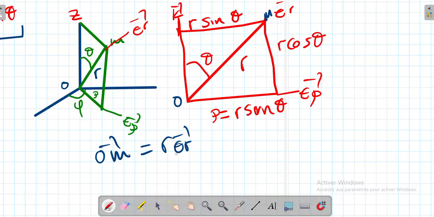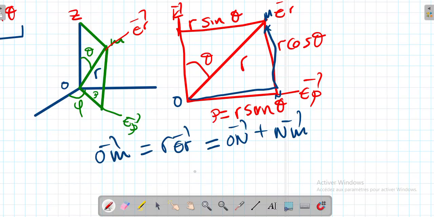Take note of that. Now we're trying to find an expression of ER in the Cartesian coordinate system as well, so we're going to equate these two. Instead of going OM, finding r ER, I can also move in this direction, then go upwards. If this point is N, what is the magnitude in this direction? Let me write it: ON plus NM. So now the question is, what is ON?